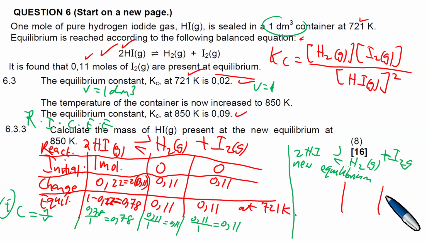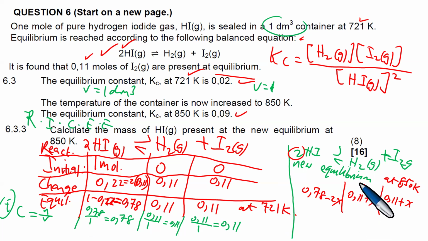Okay, so this one is going to be 0.11 plus x. Okay, this one is going to be 0.78 minus 2x, because of the 2 here. Obviously, the equilibrium concentration is 0.78 at temperature 721 Kelvin. And then this one is at 850 Kelvin temperature. And then now the concentrations of the products.